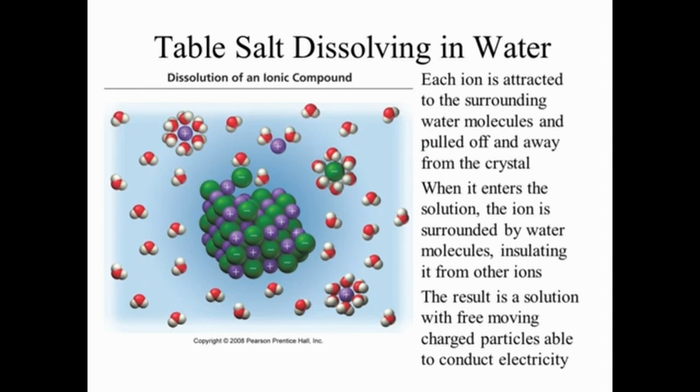This is an example of dissolution of an ionic compound. Sodium chloride salt is an ionic compound because sodium has the positive charge while chlorine has the negative charge, so it's ionic. Now each ion is attracted to the surrounding water molecules and pulled off and away from the crystal lattice. When they enter into the solution, each ion is surrounded by water molecules, insulating it from other ions. The result is a solution with free moving charged particles able to conduct electricity.